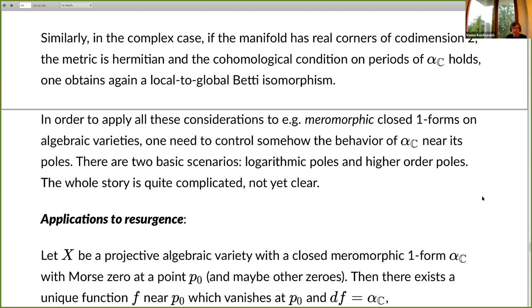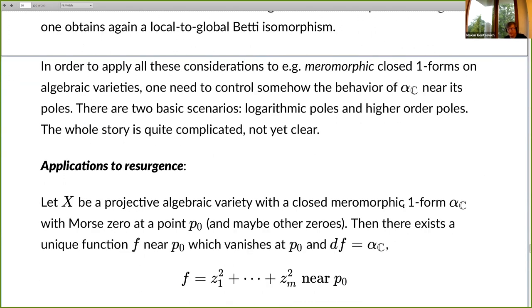But a complex manifold with real boundaries is not what one meets in practice. So for example, I would like to apply this to meromorphic closed one-forms on algebraic varieties. Then near poles we have complex divisors where the form has poles, and one should control the divisors. There are two basic scenarios: logarithmic poles or higher order poles. And the story is a bit complicated and pretty interesting, but the whole details are really nasty.